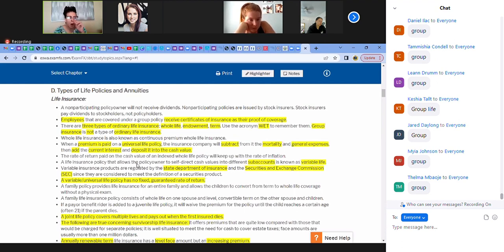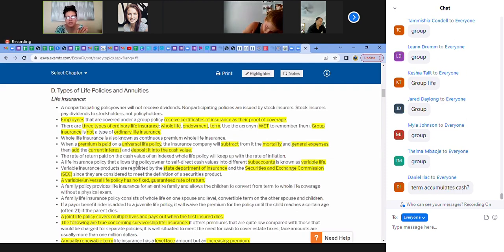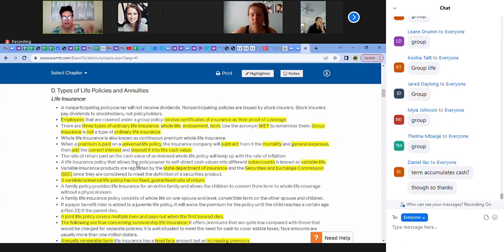So let's talk about whole life. When you see the word whole life, think of the word dividend and paid up insurance. When you see dividend and paid up insurance, think of whole life policies. That's what that's referring to. And we're going to talk about that as well, Daniel. And the answer is no. Term does not accumulate cash, right? And we're going to talk about the difference as we get to that one as well. So dividend and paid up insurance is going to be whole life.